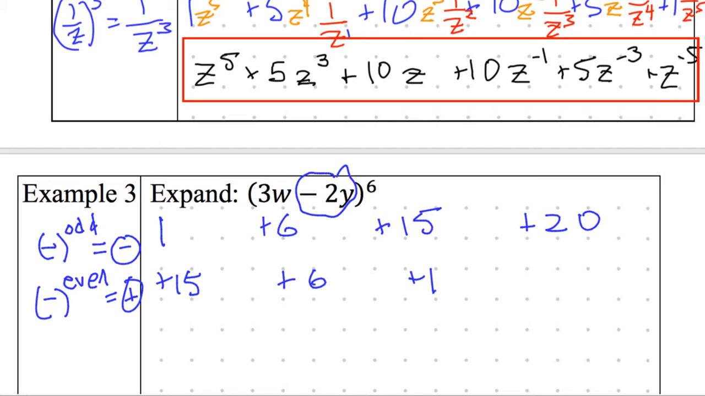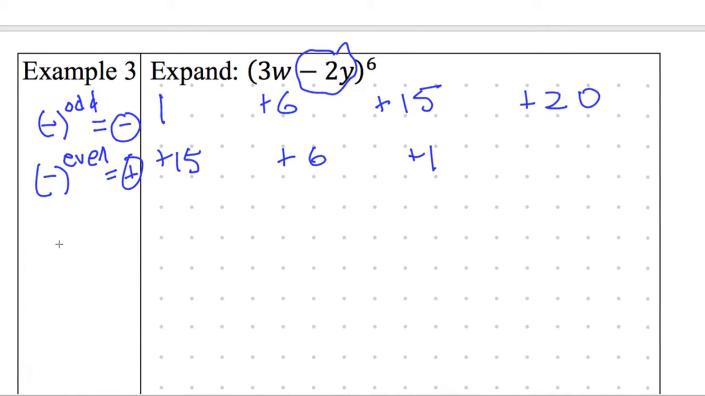Alright, let's go ahead and do our 3w's. So 3w to the power of 6. Well, I need to do 3 to the power of 6, so let's go ahead and work on the side here. 3 times 3 times 3 times 3 times 3 times 3. There are 6 of those. 3 times 3, 9. 3 times 3, 9. 3 times 3 is 9. 9 times 9 is 81.